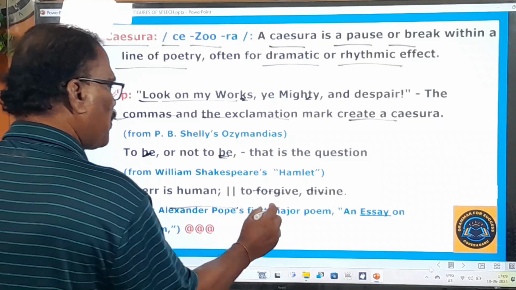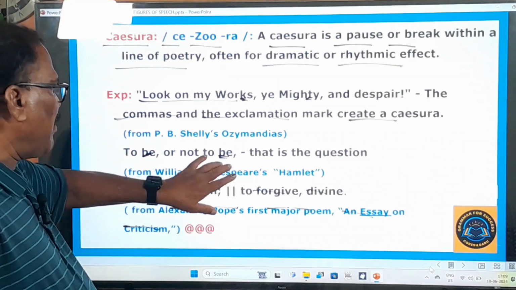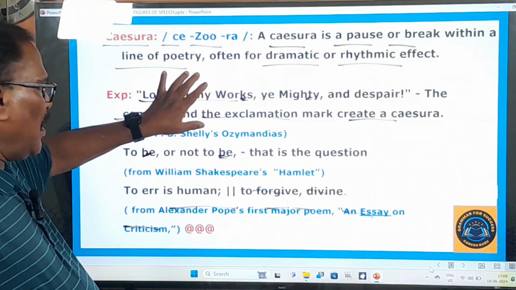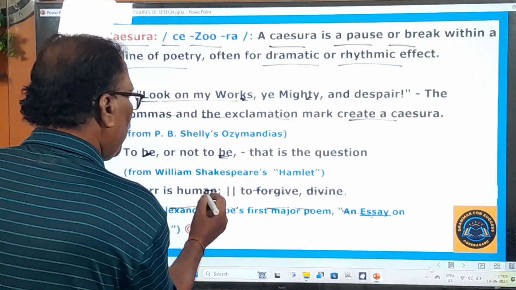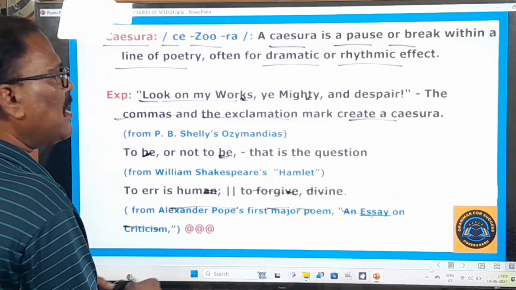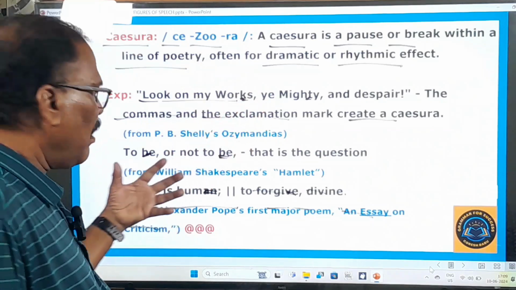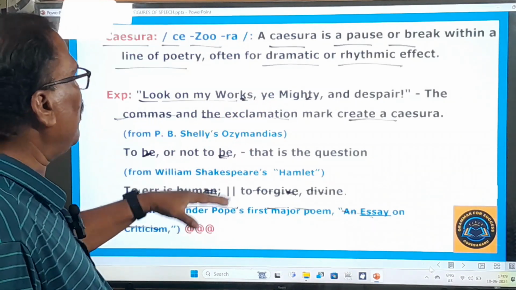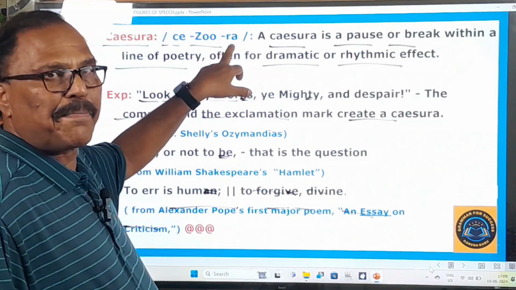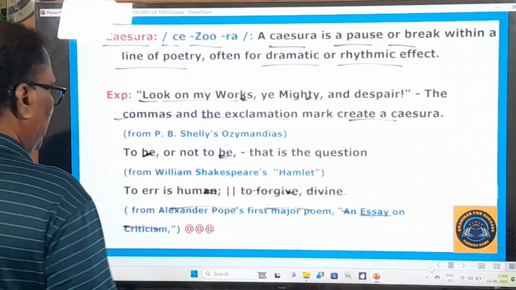This is from Alexander Pope's first major poem, An Essay on Criticism. In this, a semicolon is used, and a comma is used, and they are lending some kind of beauty or dramatic effect to the line, and this is therefore called caesura. Caesura means that. Now let's go to the next slide.